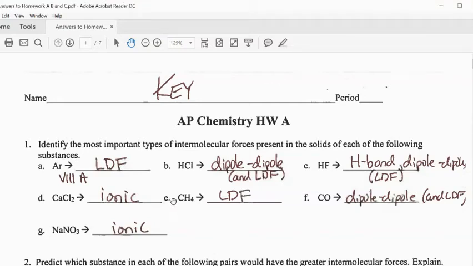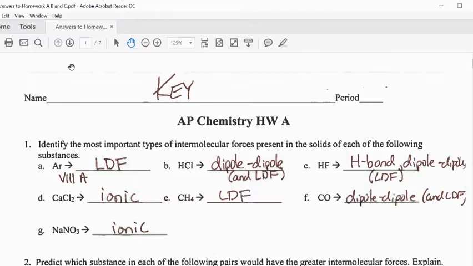Alrighty, ladies and gentlemen. I'm going to roll through the answers for homework A, B, and C for this unit. Try to give you some pointers on figuring out what's what as we go over these things. So, in number one, we're supposed to identify the type of intermolecular forces present as if these were all solids.